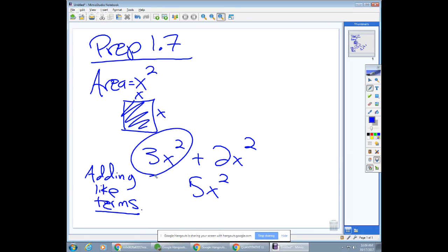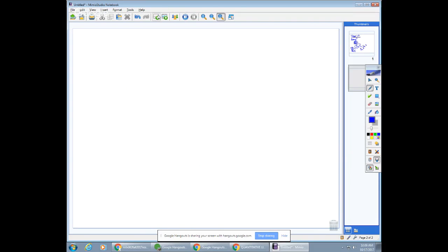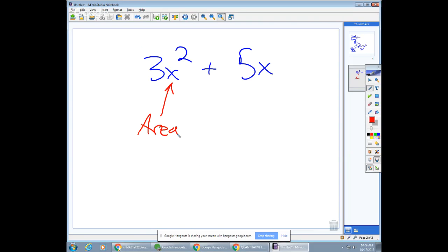Okay. Last night, I had one of those, like it was 3x squared plus 3x, and I tried to combine them. So what if we try to do something like take 3x squared and add that to 5x's? Well, we got to pause and think about this for a minute. An x squared is a chunk of area. Okay? An x is a length I measure with a tape measure.